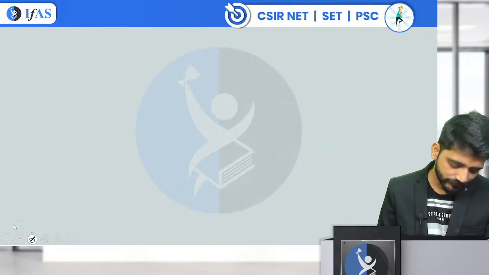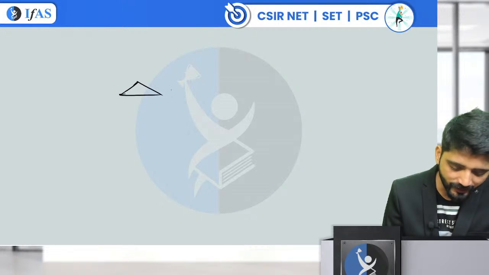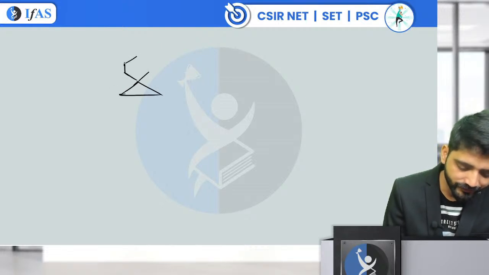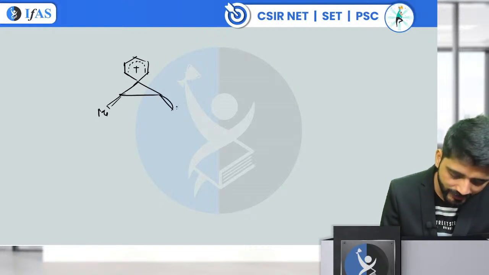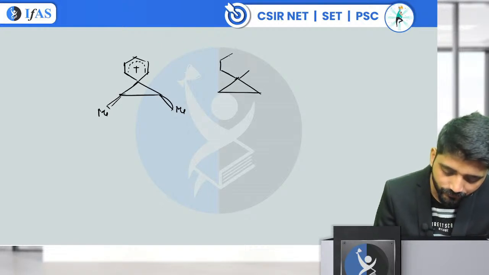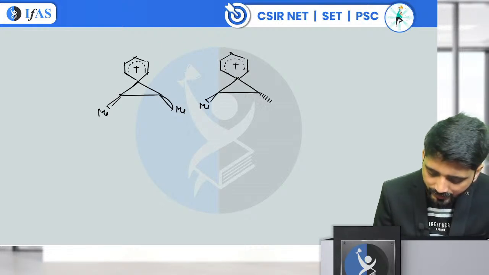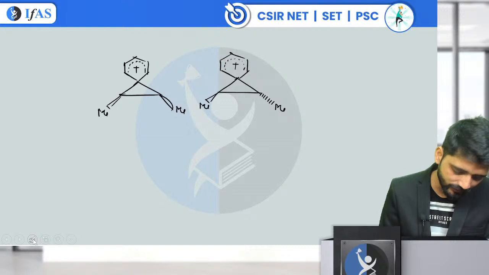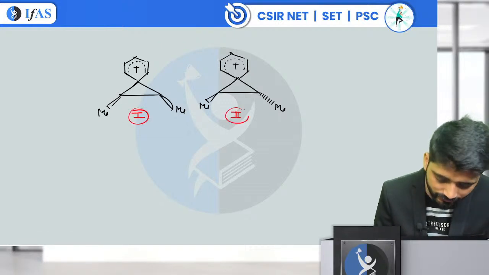Let's come to the final conclusion part. We have drawn two phenonium ions, right? The first one was like this, where both the methyls were placed above the plane. And the second scenario was like this, where at one center we have a methyl above the plane and at the second center we have a methyl below the plane. This was in the first question and this was in the second question.